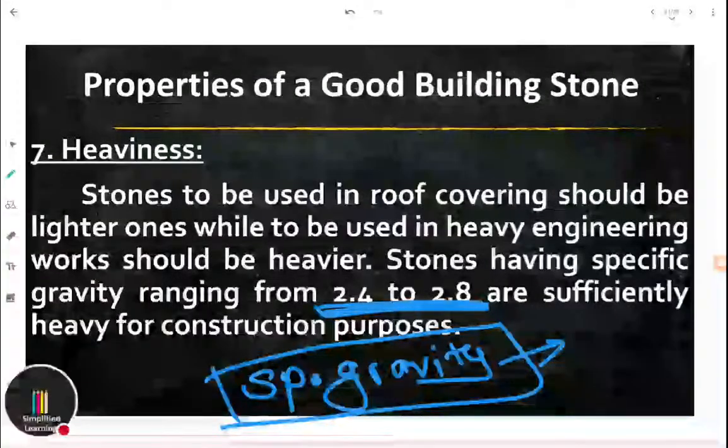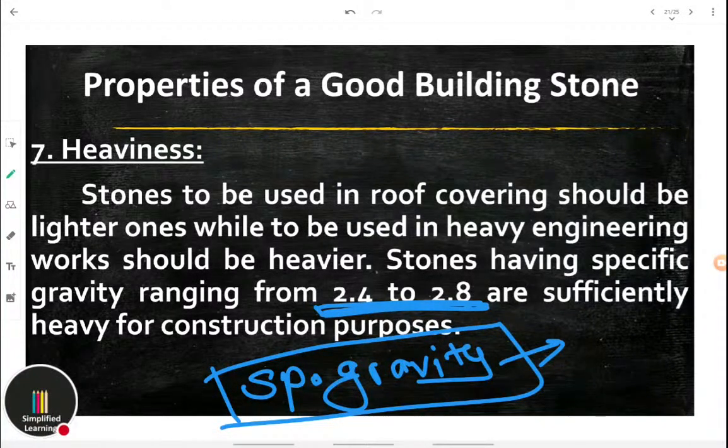When such a heavy stone is used in a heavy engineering project, its lifespan, its service period, is expected to be good. Therefore, heaviness is another property which should be possessed by a building stone when it is meant to be used in heavy engineering projects.